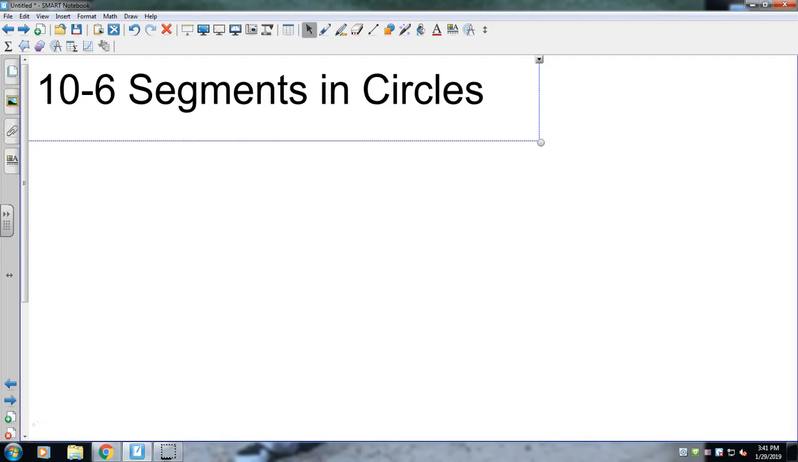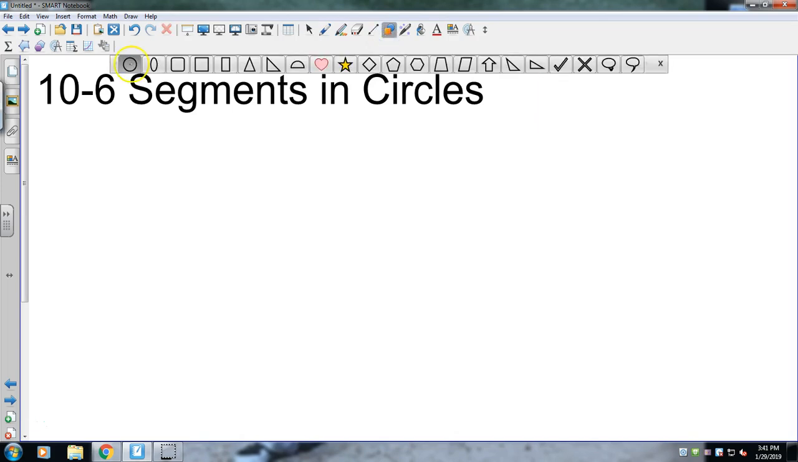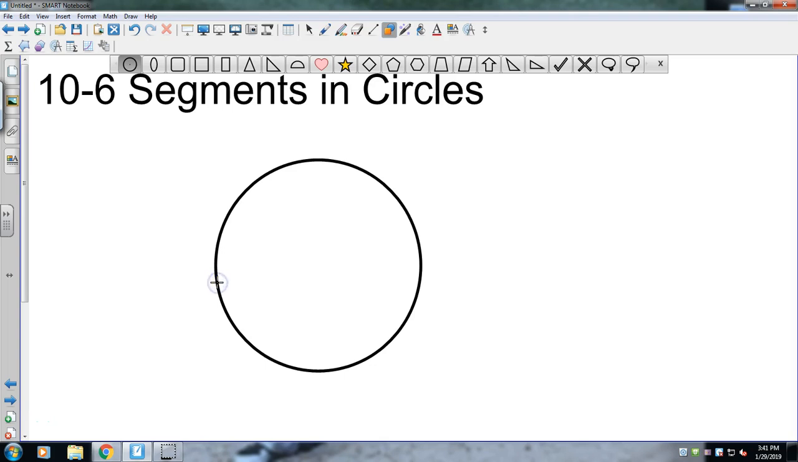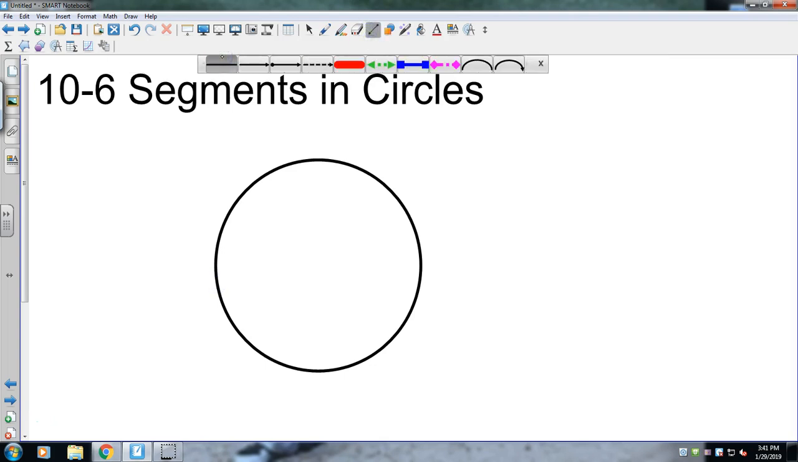Okay, Geometry, Chapter 10, Section 6, we're looking at segment relationships in circles. So we're going to start off with a circle and a couple of chords. And what the chords are going to do is they're going to intersect each other. Again, it doesn't really matter where they are. The relationship is the same.